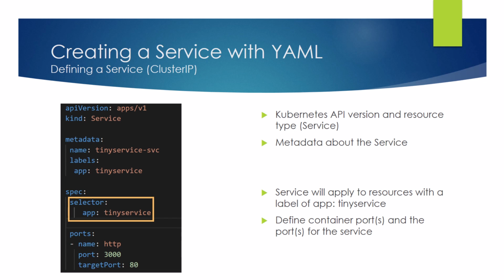So if we deployed the pods through a deployment YAML file, then as long as the template for the pod had the label app: tiny-service, then this service would automatically apply to that. It kind of hooks itself to any pod that has that label. You'll also see that we can define the container target port, in this case 3000, as well as the port for the overall service. In this case it's 80 as well.